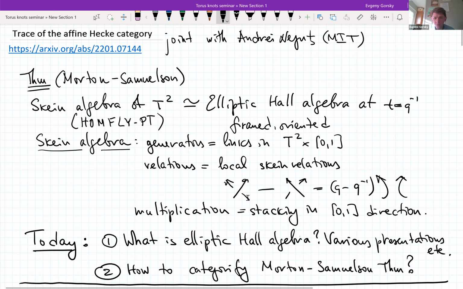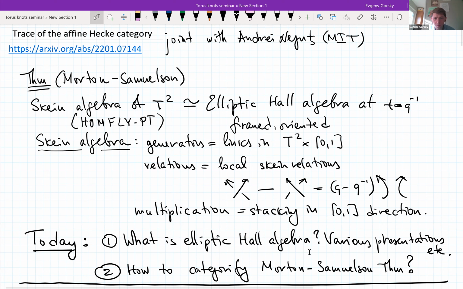But for most of the talk today, I want to talk about two things. First of all, what is the elliptic Hall algebra and how to define it properly with two parameters q and t. There are several definitions, which are all more or less equivalent, with various presentations by different generators and relations. I'll talk about at least two of them, and how to find interesting elements in this elliptic Hall algebra, and how to find the corresponding links in T2 or thickened T2 which correspond to these elements. I'll try to talk about that.